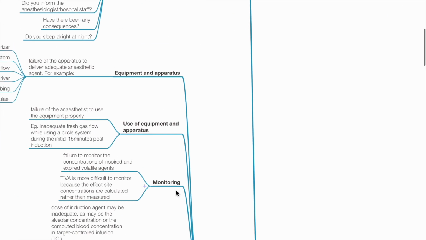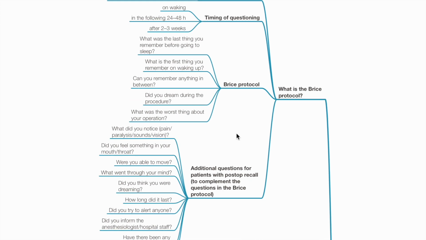Additional information. What is the Brice protocol? This is a post-anesthesia questionnaire used by anesthetists to detect awareness based on the study by Brice et al. in 1970. Timing of questioning includes on waking, in the following 24 to 48 hours, and after 2 to 3 weeks. It consists of 5 questions, which are: what was the last thing you remember before going to sleep?